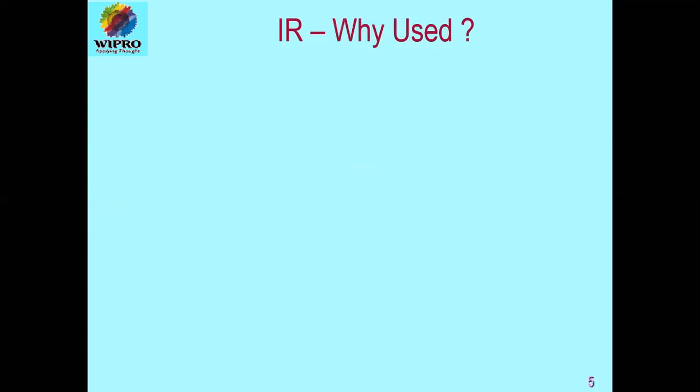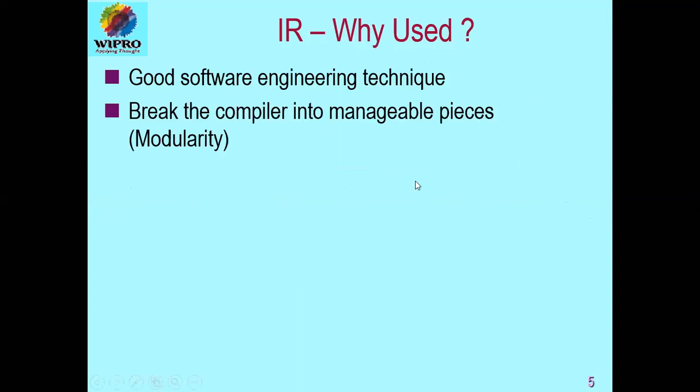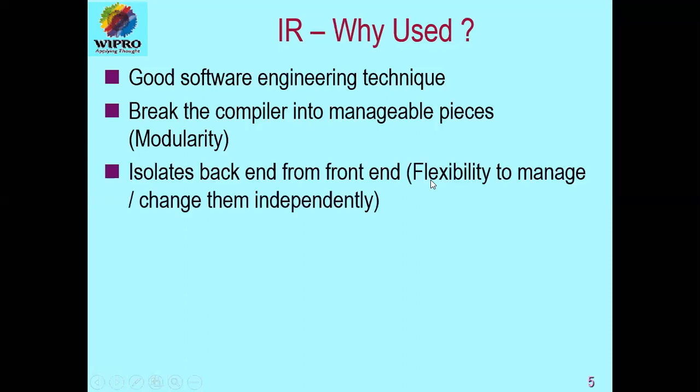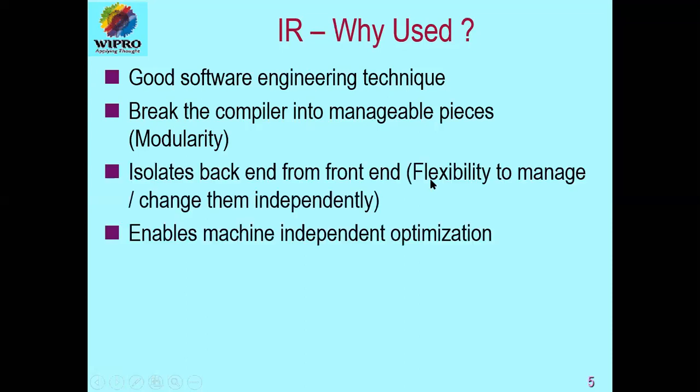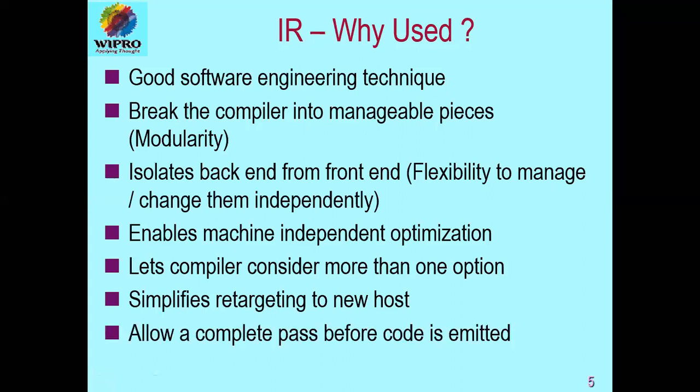Okay. Why is IR used? It is good software engineering. These are just the properties; you can look into them. It is a good software engineering technique: break the compiler into modules or manageable pieces, and isolate the backend from the front end. It enables machine independent optimization. If we are not doing the optimization, the IR representation itself is not at all required. The main reason why we go for IR representation is for optimization.